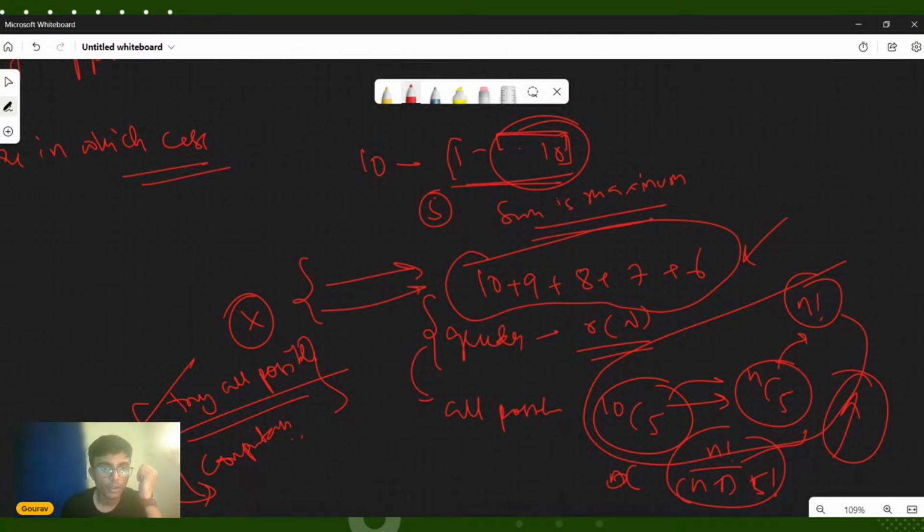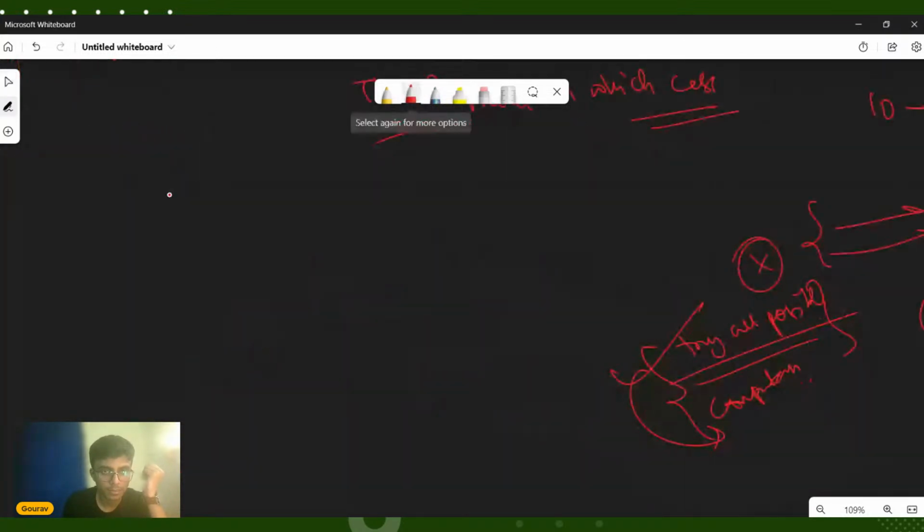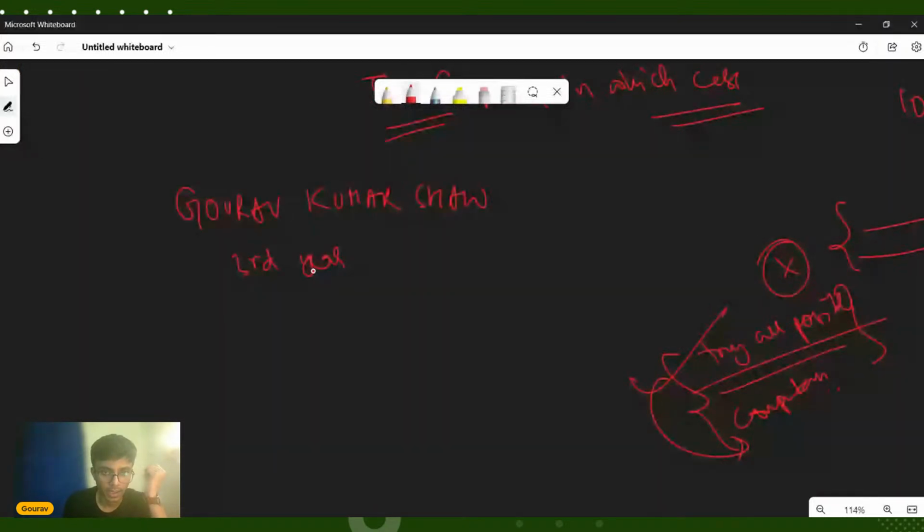Okay, so before I proceed further, let me give you a small introduction about myself. So my name is Gaurav Kumar Shah. I'm writing my name here. Whiteboard issues. I am presently in my third year, which is about to end in a month, at IIT Kharagpur. And I'm also a mentor at GeeksforGeeks for the past 7 to 8 months.